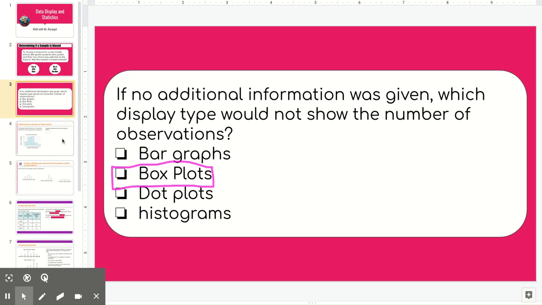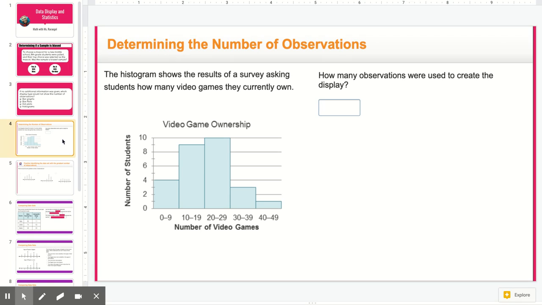Okay, let's look at this next one. It says the histogram shows the results of a survey asking students how many video games they currently own. How many observations were used to create the display? So how many people were asked? So let's look at our histogram from 0 to 9. We have 4. 10 to 19, we have 9. 20 to 29, we have 10. From 30 to 39, we have 3. And from 40 to 49, we have 1.